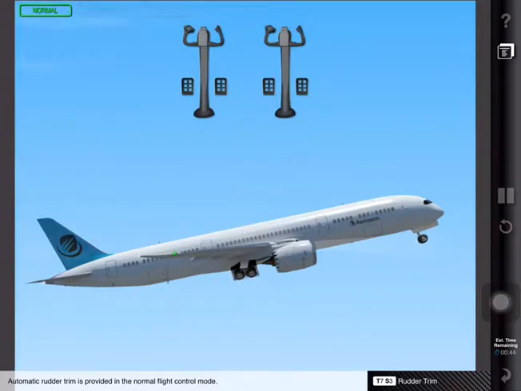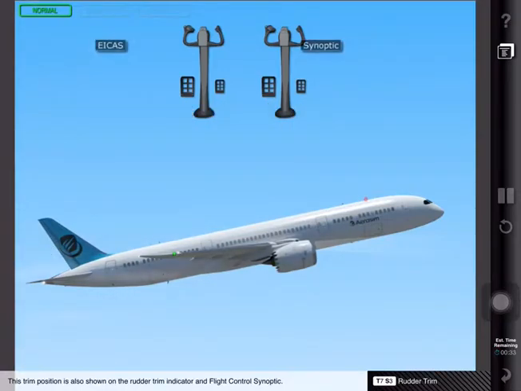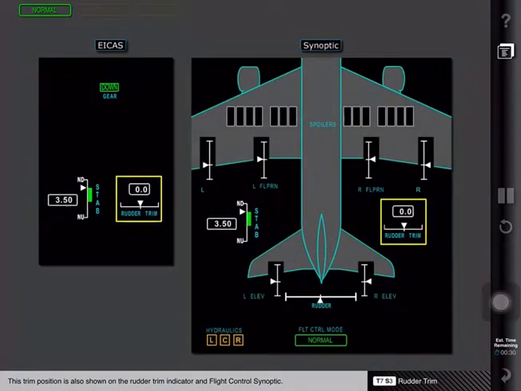Automatic rudder trim is provided in the normal flight control mode. To provide pilot awareness, the system automatically moves the rudder pedals to reflect the rudder position being commanded. This trim position is also shown on the rudder trim indicator and flight control synoptic. If the rudder deflection is minimal, the rudder trim remains centered. This prevents running the trim for normal situations, such as to coordinate a turn. On landing, automatic and manual rudder trim inputs are zeroed, so they do not provide a yaw command when the airplane transitions from the air mode to the ground mode.